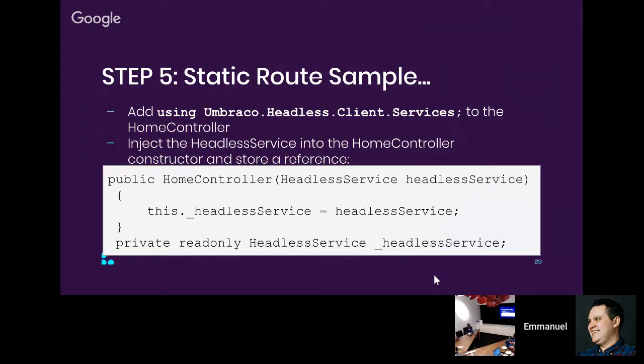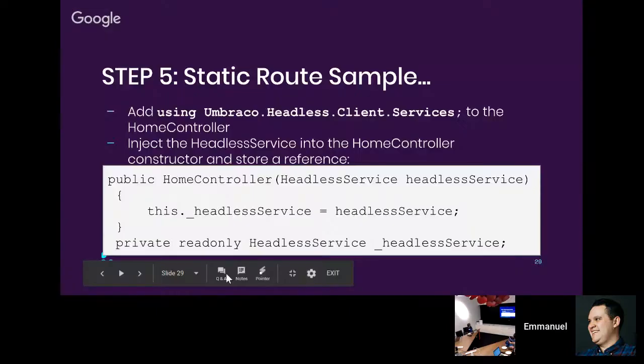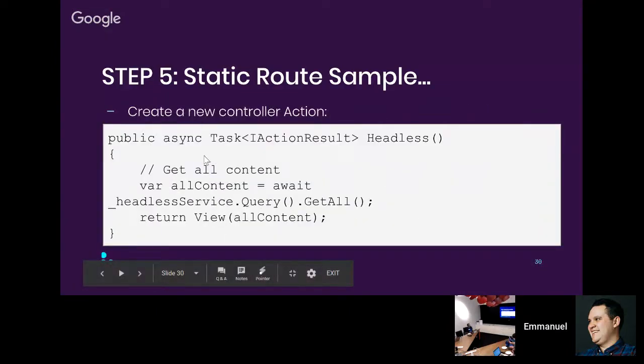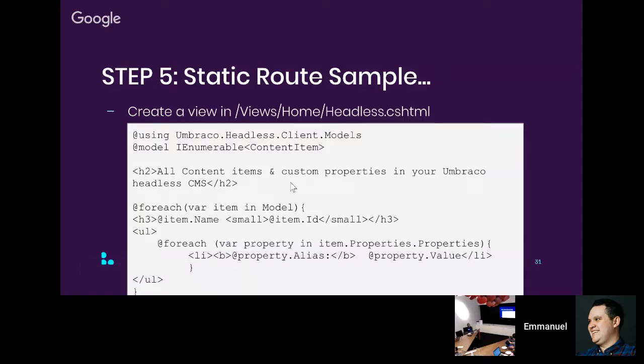We've got dependency injection to inject that in, and in the next slide we are creating a new controller action called headless. And we're going to get all the content we have in our CMS, in our headless CMS, into that. You need to create a view called headless.cshtml in the Home folder in Views, and again copy all the code from that tutorial.md file.